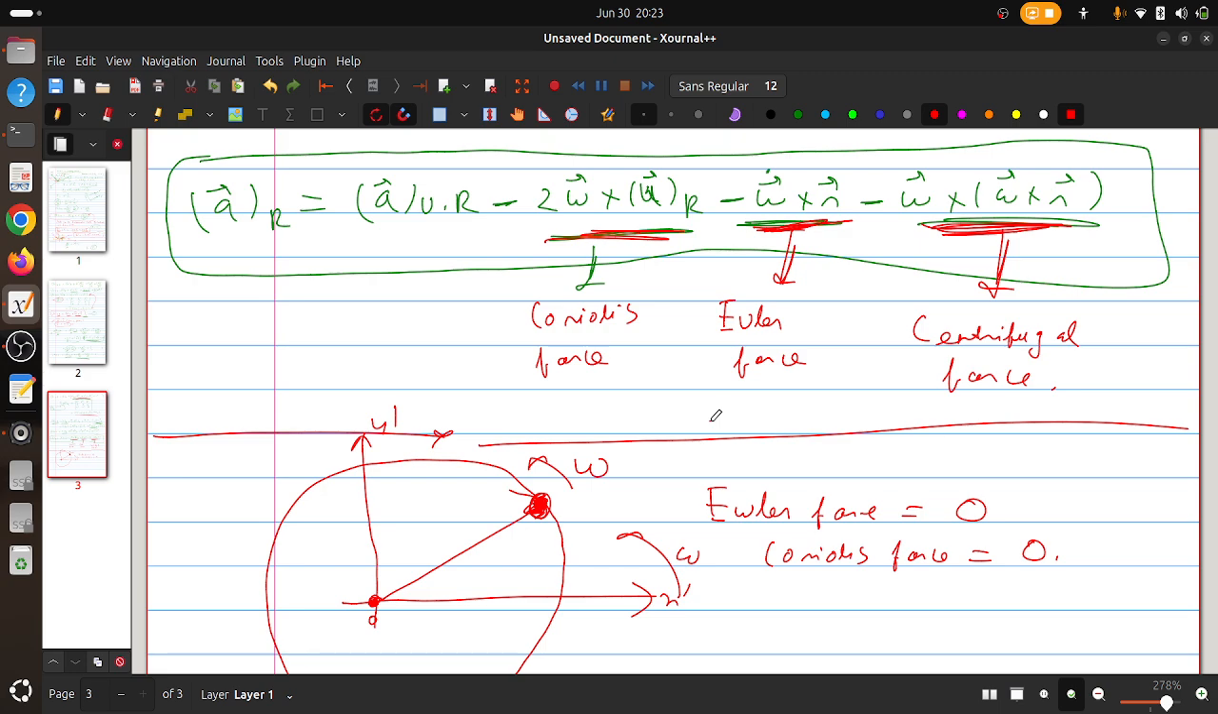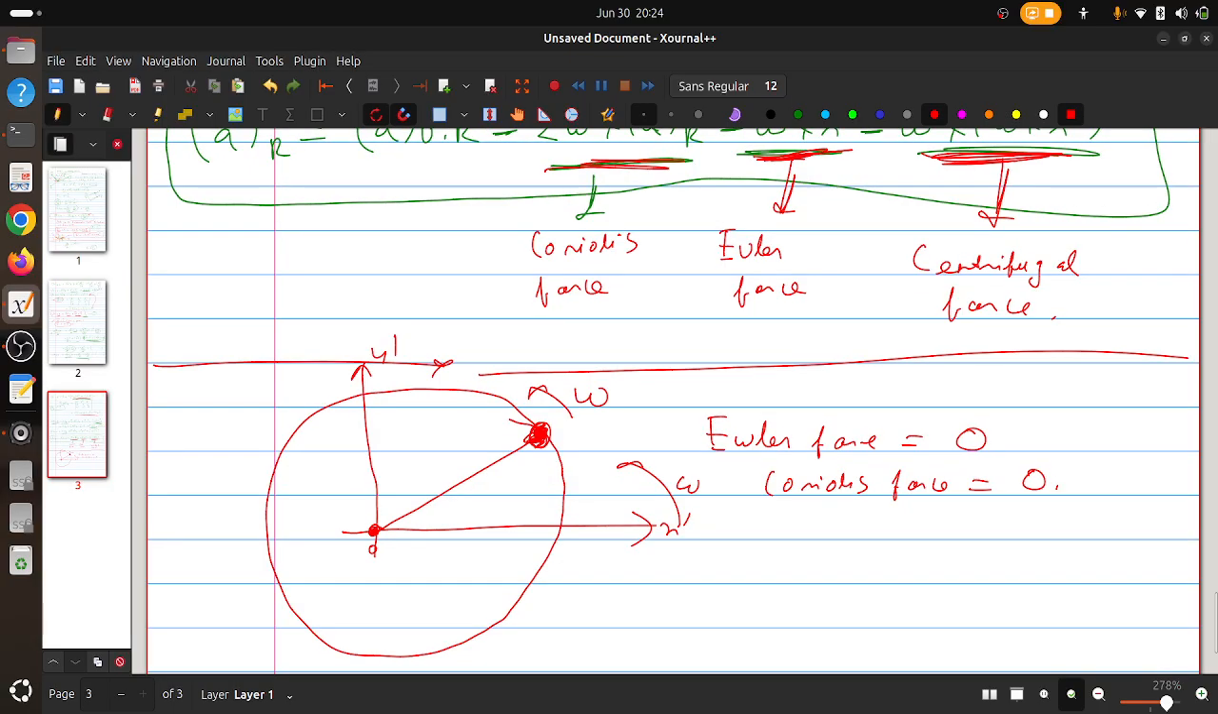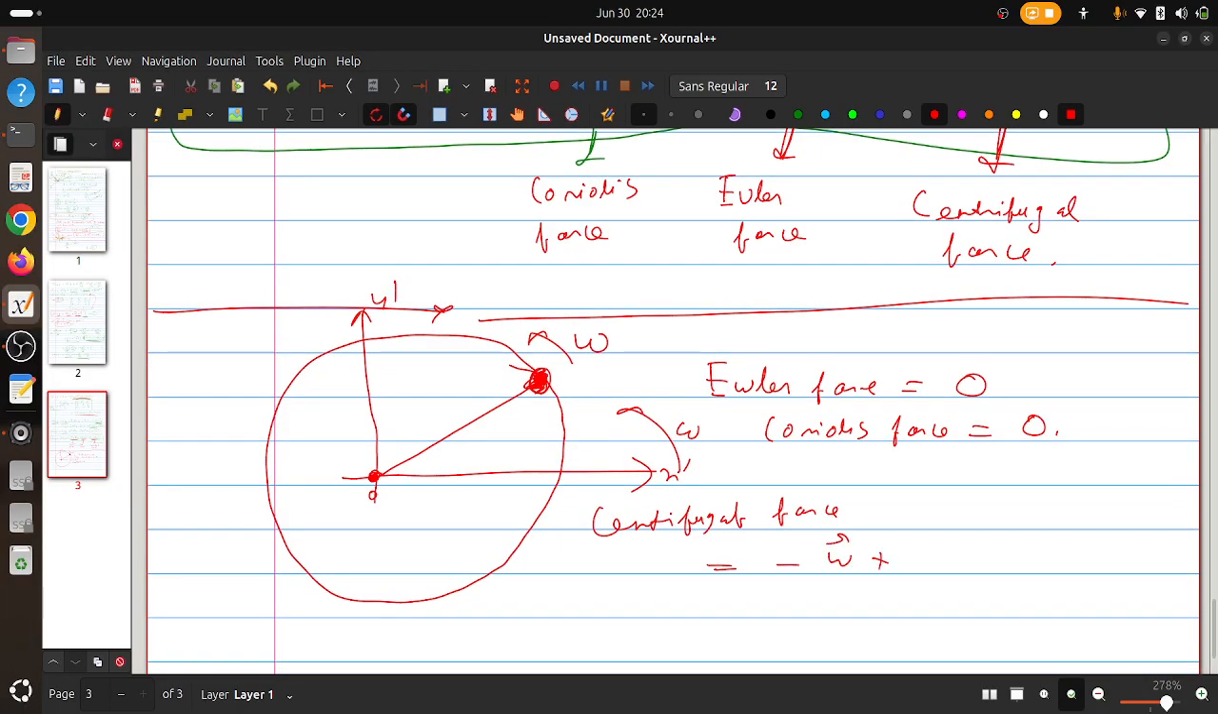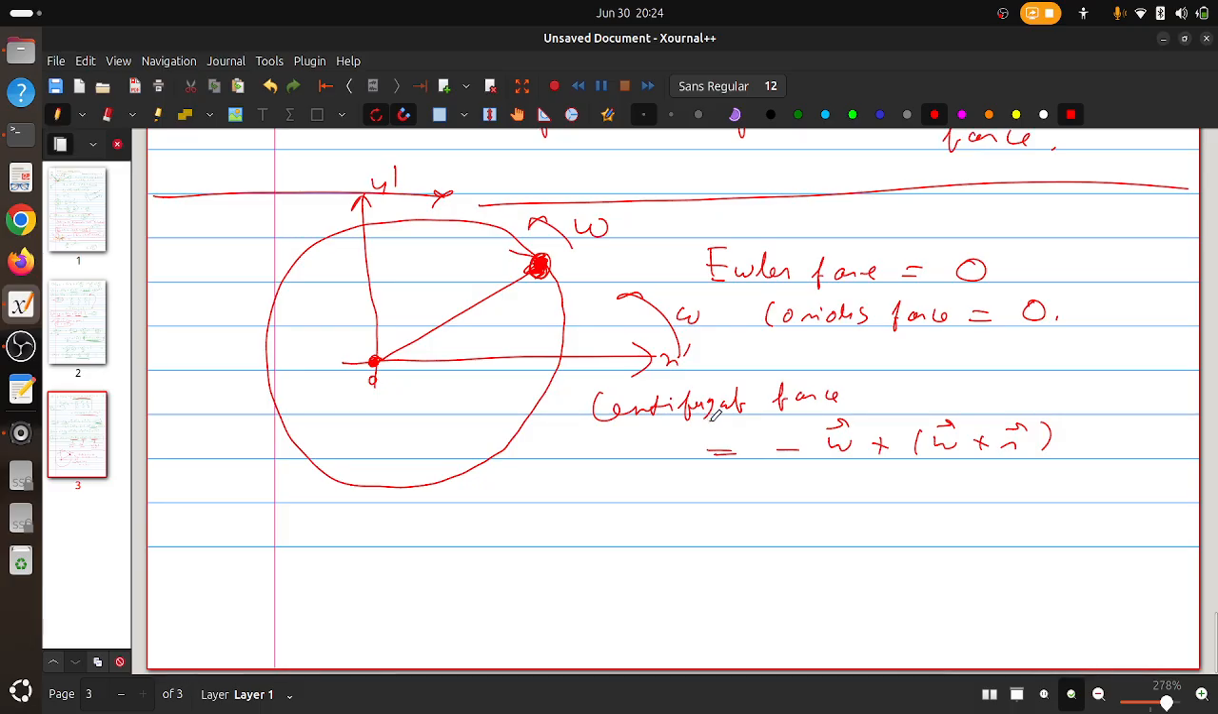Because it is a very basic force in the rotating frame, and it only depends on omega. If the frame is rotating, the centrifugal force has to be there. So let us calculate the centrifugal force. The centrifugal force is minus omega cross omega cross r, right? If we apply the cross product rule, it will be minus omega omega dot r, everything is minus, right? And plus r omega square, right?